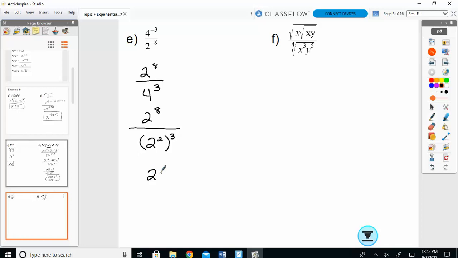So we can change that 4 to a 2 squared. Then 2 squared cubed becomes 2 to the 6th. So what's that turn into? 2 to the 2.